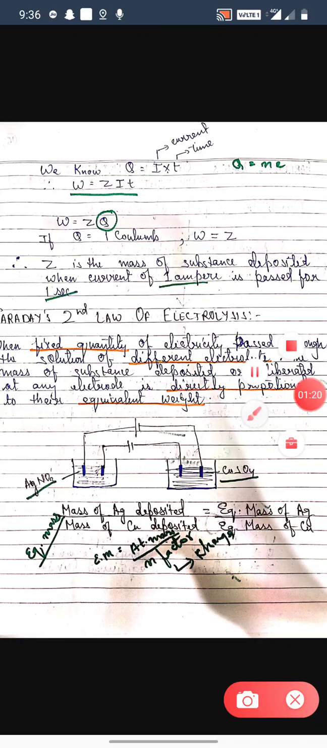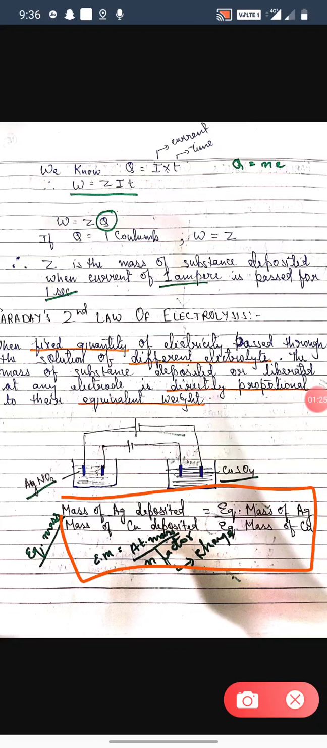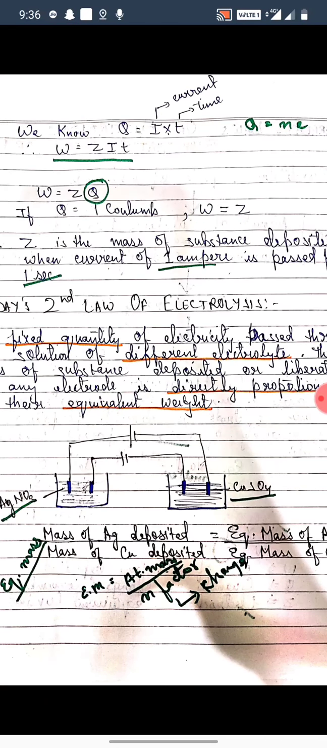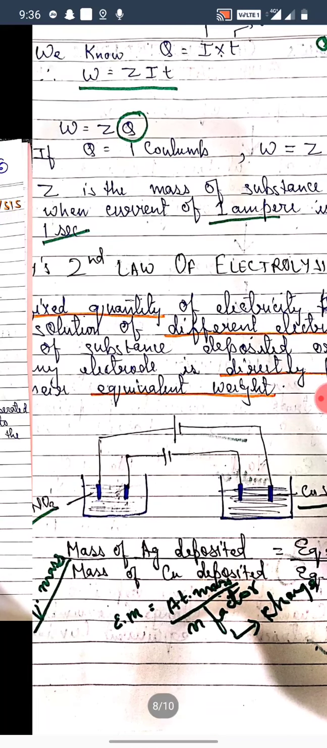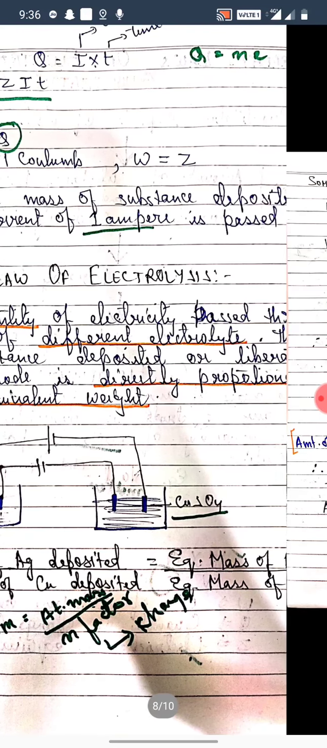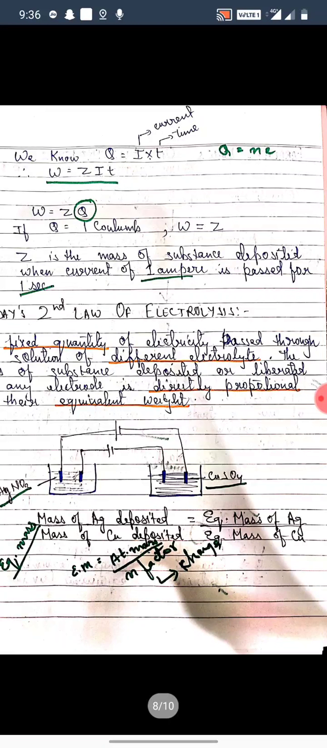We came to know about this general formula for this particular cell, where the two electrolytic solutions are connected together, and one contained the electrolyte AgNO3, whereas the other contained CuSO4. And then we came to know about this formula. The formula is mass of Ag deposited upon mass of copper deposited is equal to equivalent mass of Ag upon equivalent mass of copper, as you can see in this example. So these were the laws that we took up in the last session.